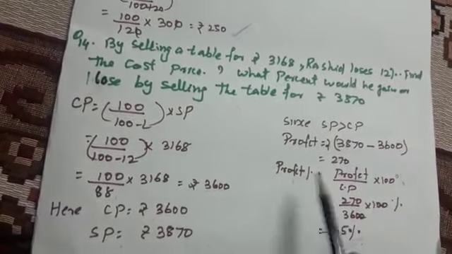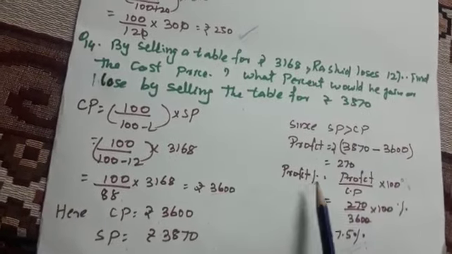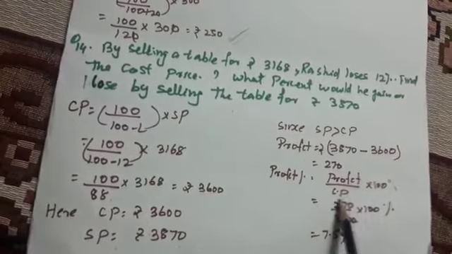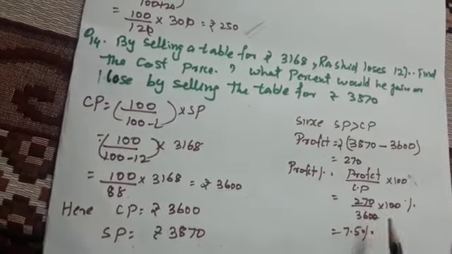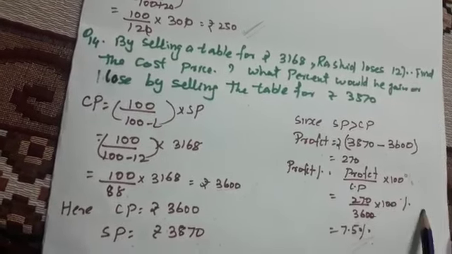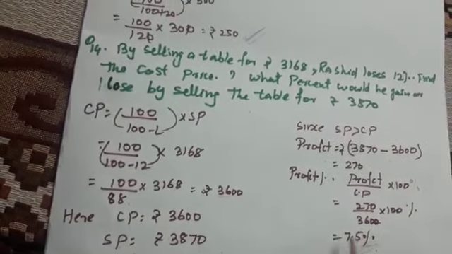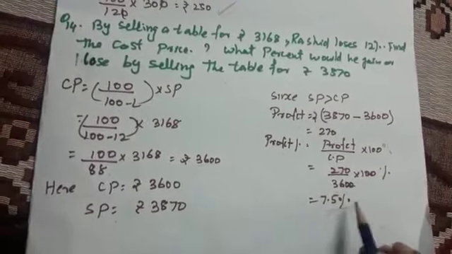So we need to find the profit percentage, and we know the profit percentage is profit upon CP into 100. That is 270 upon 3,600 into 100%. On simplification, we get 7.5%.